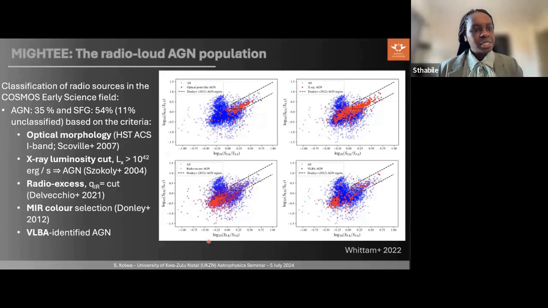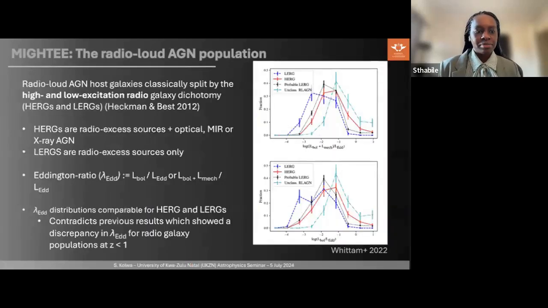So using optical morphologies, X-ray luminosity cuts, the radio excess, which is based on a qIR cut, such that when we are greater than 0.43 dex below the best fit line of the qIR as a function of stellar mass, we are selecting radio excess sources, and that's described in Delvecchio et al. 2021, and also the mid-infrared color selection that we know from Spitzer IRAC color cuts that also selects mid-infrared AGN, and also a visual inspection of Very Long Baseline Array images allows us to see where sources are jetted, where they have actual morphologies in the radio, and where they are non-jetted and probably not likely to be AGN.